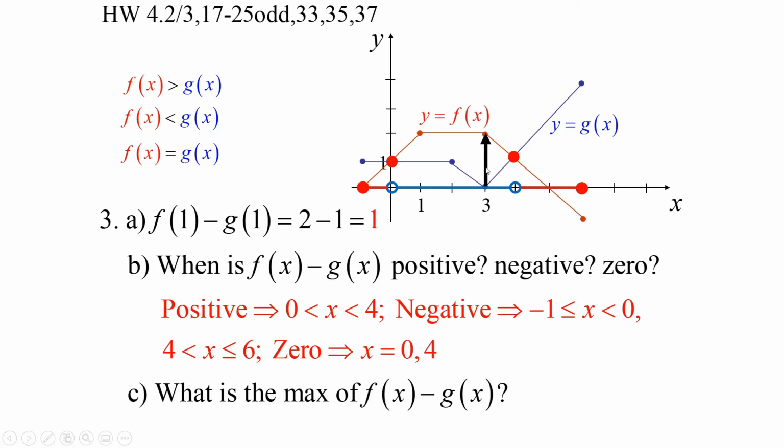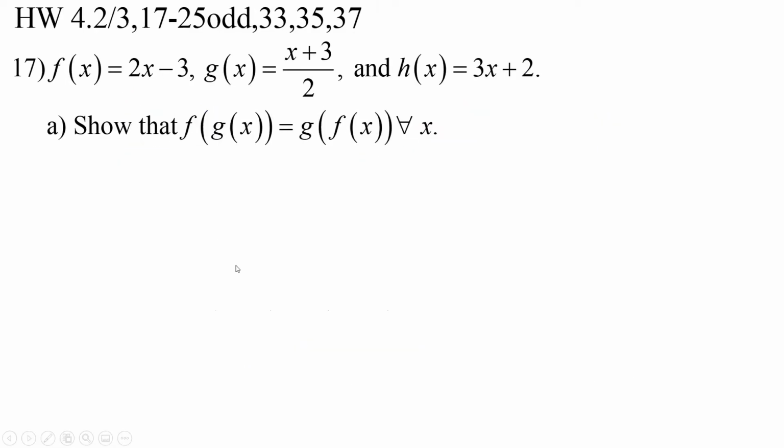Well, what is this magnitude right here? Well, let's see. 1, 2. The max of f of x minus g of x would be 2 units. So f minus g of 3 equals 2. And there you go. Part C. How cool. Okay, let's take a look at number 17.